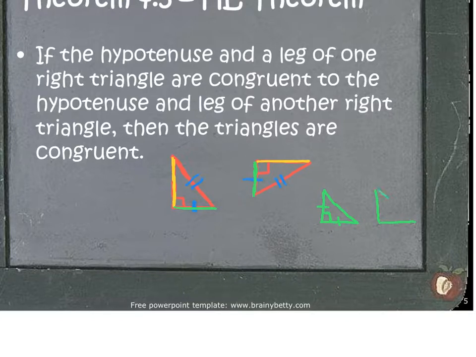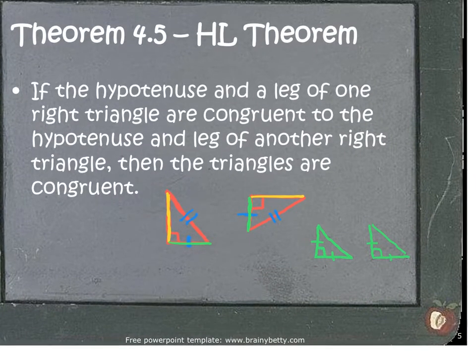But remember, what we're looking for here is HL, one leg and the hypotenuse. But this is not enough to show me the hypotenuse is congruent there. Does it matter which leg you use? Nope. As long as you can prove to me that one leg matches one leg and the hypotenuse matches the hypotenuse in a right triangle, then that's all you need.